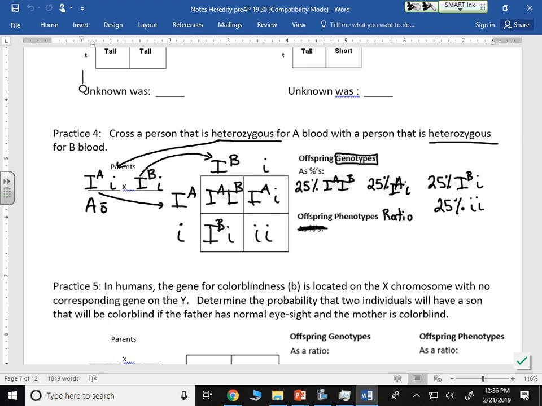Okay, now it's going to ask for, in this case, phenotype ratio. In order to do the phenotypes and the ratio, you're going to have to start with the fractions. We have 4 different blood types. 1 out of 4 is AB blood. 1 out of 4 is A blood. 1 out of 4 is B blood, and then 1 out of 4 is the O blood. So what you do is you make sure your denominators are the same, which they are, so then you just would take the top number. So it would be 1 AB blood to 1 A blood to 1 B blood to 1 O blood.